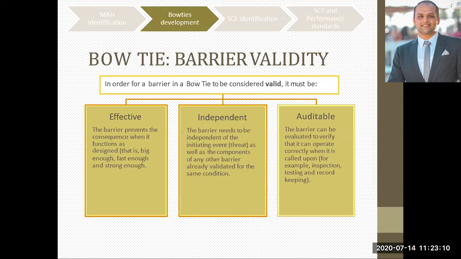But can we put any barrier in the bow tie? No. It has to pass several questions, several qualifications before we can put it in a bow tie and say that it's a valid barrier. Three things have to be there: effective, independent, and auditable. Effective, by its name, means it should be big enough, fast enough, and strong enough.